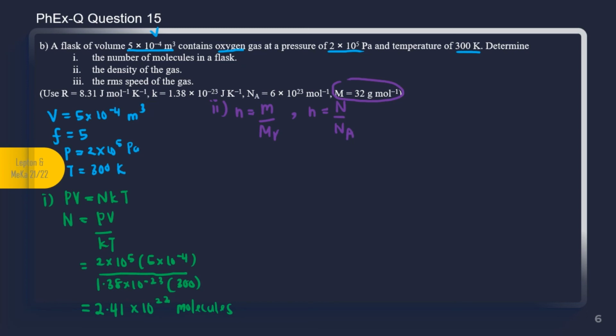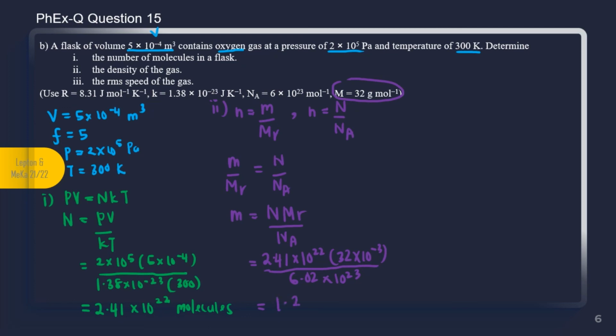So equating these two equations, M over Mr is equal to N over Na. So M is equal to the number of molecules multiplied by the molar mass over the Avogadro constant. We substitute our number of molecules, 2.41 times 10 power of 22, multiplied by the molar mass. If you want the answer in kg, you must convert it into kg per mole, so this becomes 32 times 10 power of -3, over our Avogadro constant, 6.02 times 10 power of 23. Here we will get 1.28 times 10 power of -3 kg.